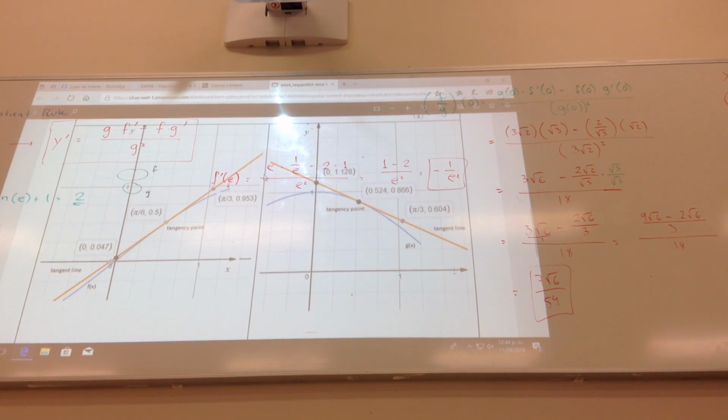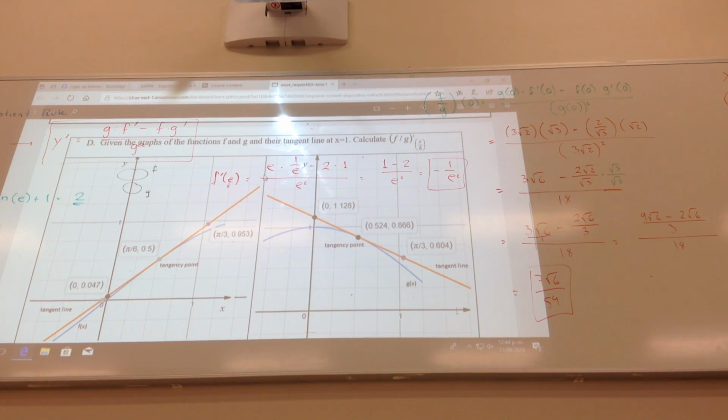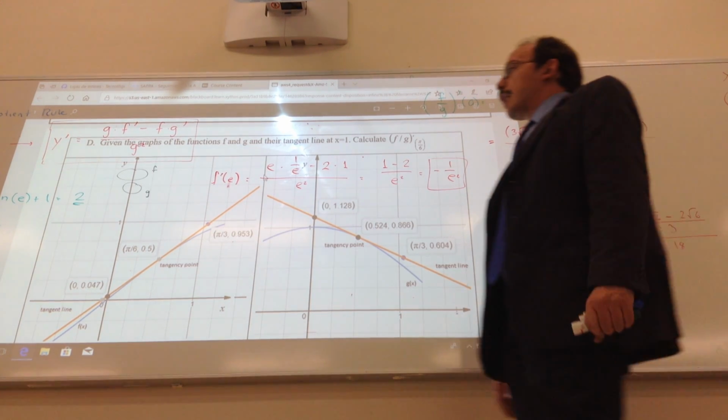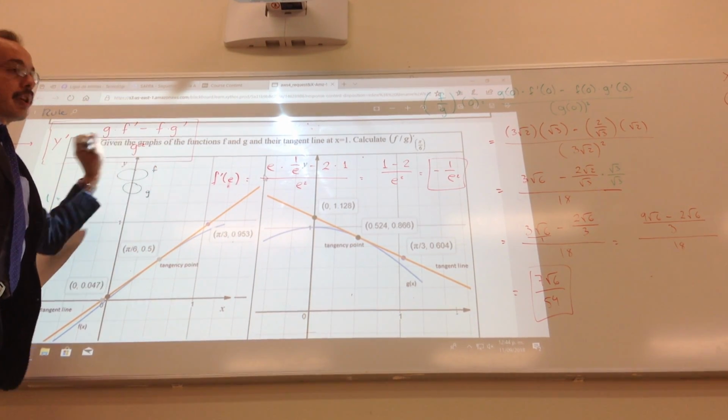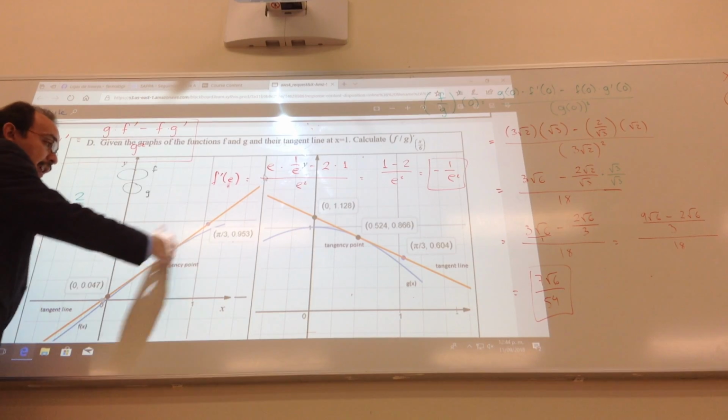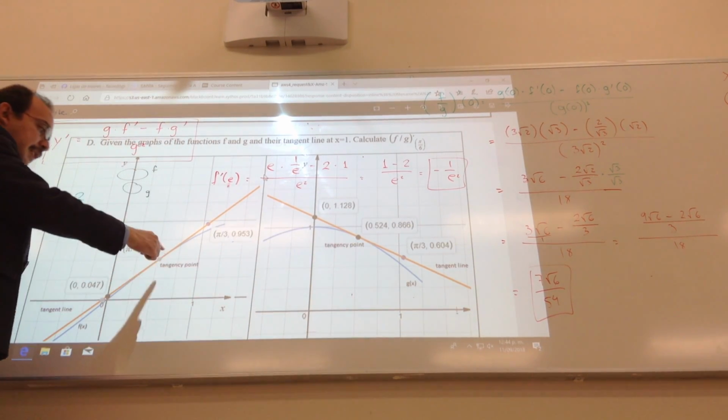The last part, and with that we finish. Yesterday I explained about the graph. The situation is the same, the only difference is that now instead of a product you have a division. But again, what do I need to find? I need to find the values of g, f prime, f, g prime, and g squared. This is the function f, this is the function g. This is my tangency point.